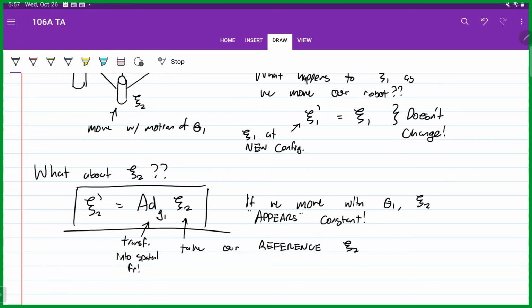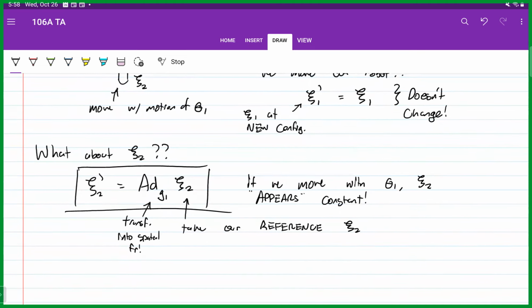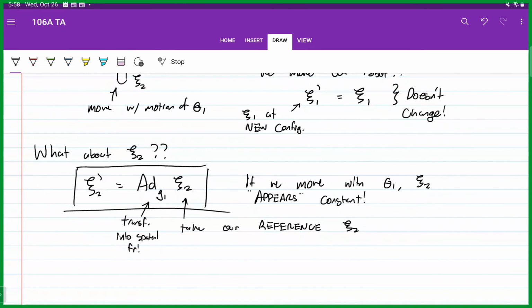Remember, earlier we defined these adjoints, things that take us from things that are moving with our rigid body transformation, moving with the transformation G, back into our actual spatial frame. That's all that we're doing here. We know what this xi2 will be as we move out this robot joint. Now all that we need to do is transform it back into our actual spatial frame. So this is what gives us our xi2 prime. Do we have any questions about why this adjoint popped up here, or why this was something that we need to do?